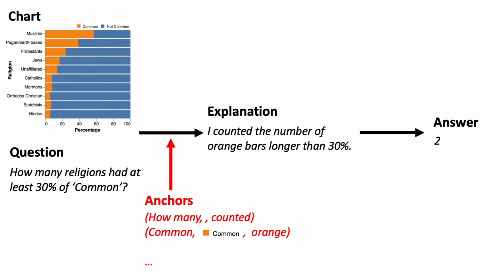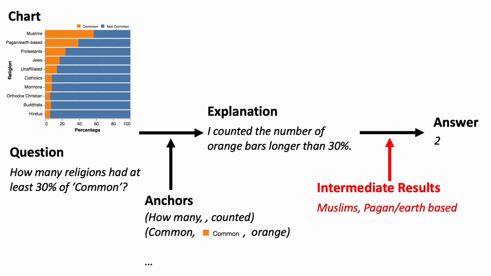It is possible to provide anchors in the input that led to the operations in the first place. For example, we could indicate that how many in the question is how the system knows to count, and that the word common in the question and the legend in the chart are how the system knows to look to the orange bars. It is also possible to bridge the gap between the explanation and the answer by providing intermediate results.